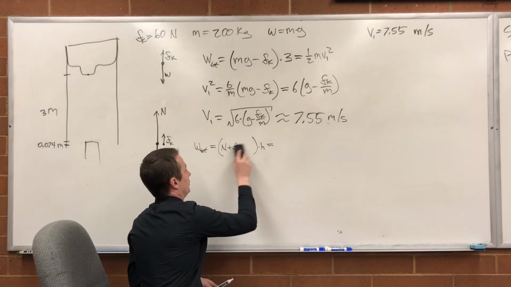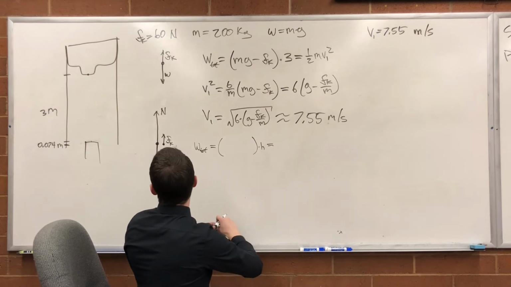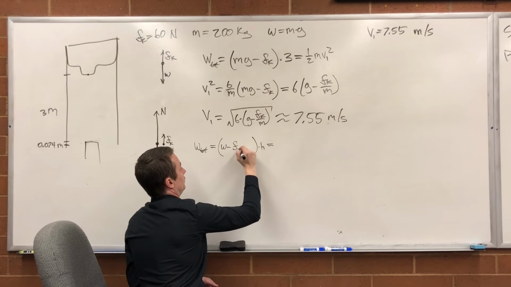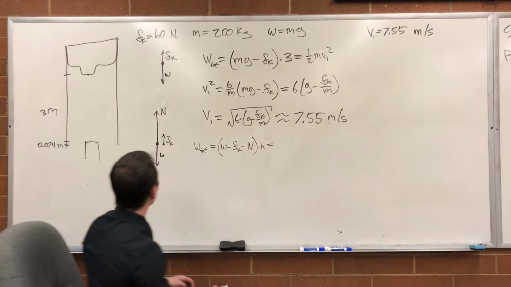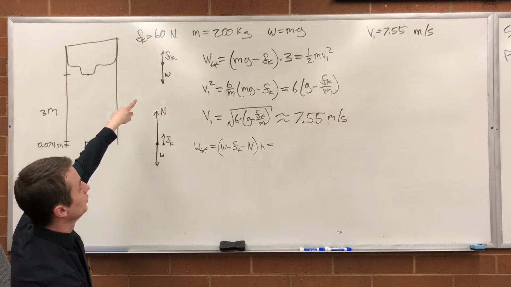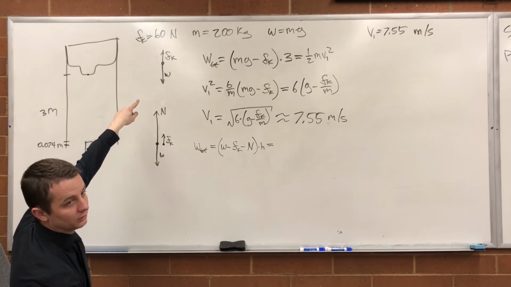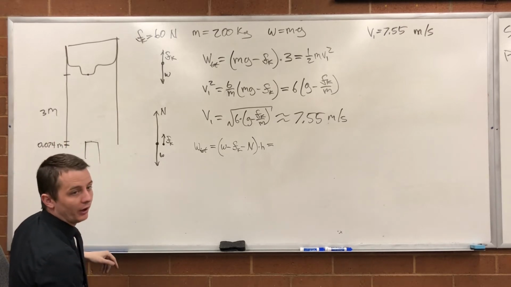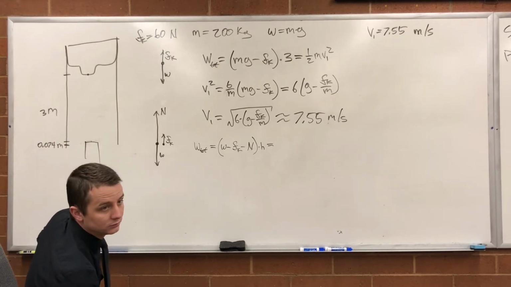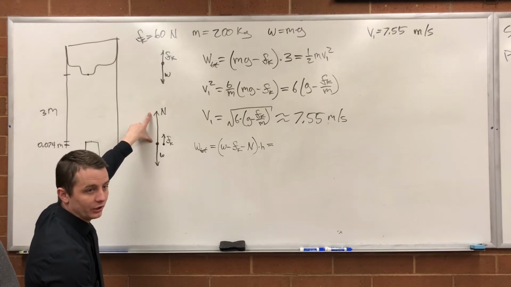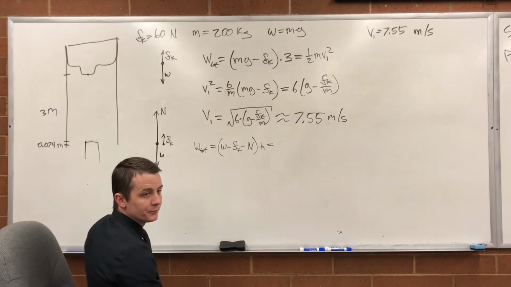I should do this way to be consistent. So it's going to be weight minus the force of kinetic friction minus the normal force. To stay consistent, because up there we called the downward direction positive, and we're still calling the downward direction positive. The normal force is in the negative direction. Yes. Okay.